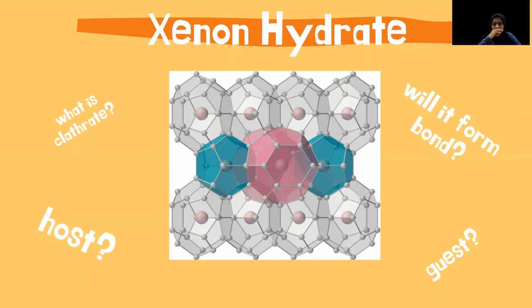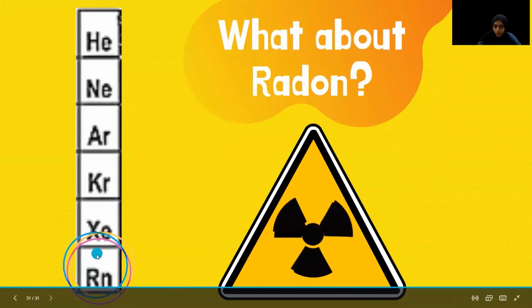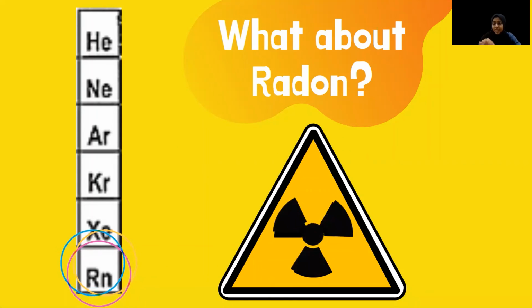The reason why xenon is applicable for this function is because its ionization energy is low. However, if we look at the periodic table, xenon is located above radon. So we notice here that the ionization energy of radon should be lower than xenon, right?